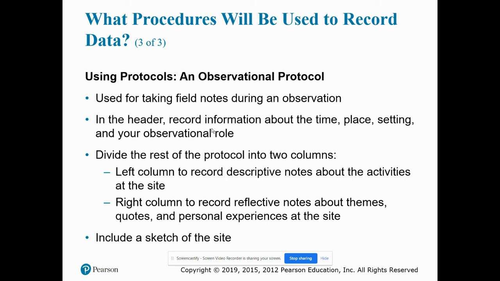There's an observational protocol. So when you're observing, this is the type of protocol you need to go for whenever you're doing that with observations. You use this for taking field notes during an observation. In the header, record information about the time and place, just like you did for your interview protocol. And you divide the rest of the protocol into two columns. The left column, you're going to record descriptive notes about the activities at the site. And on the right, you record reflective notes about themes, quotes, or personal experiences.